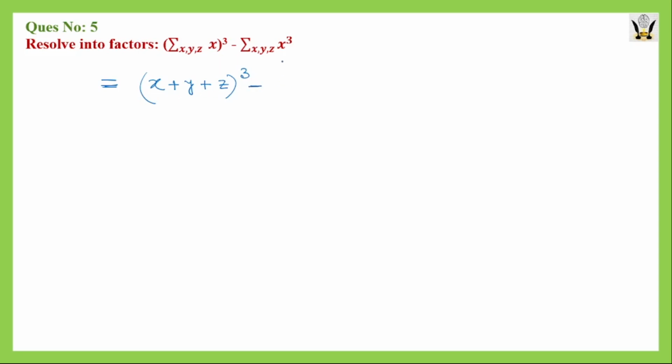And then minus, again we have a series sum, but this time the term itself is the cube value of some variable, meaning here it is represented by x cube. So when we expand this series sum, it will be basically x cube for the first variable, which is x here, and then we will have this summation, and then for the next variable that will be y cube, and then for the next variable, that will be z cube.